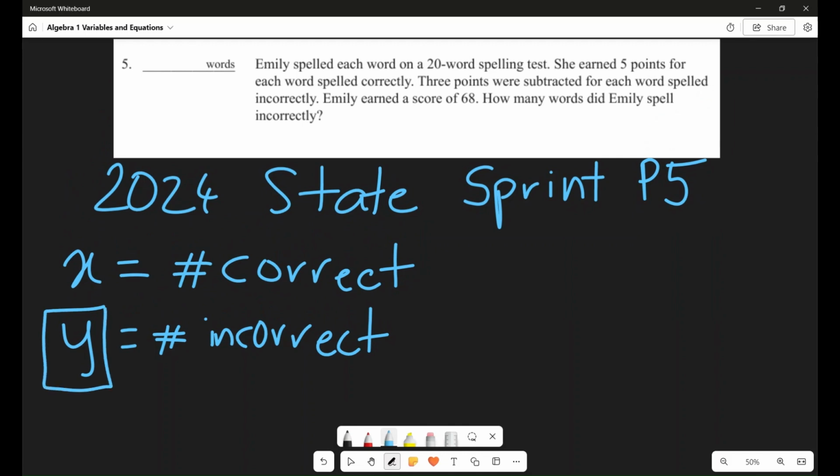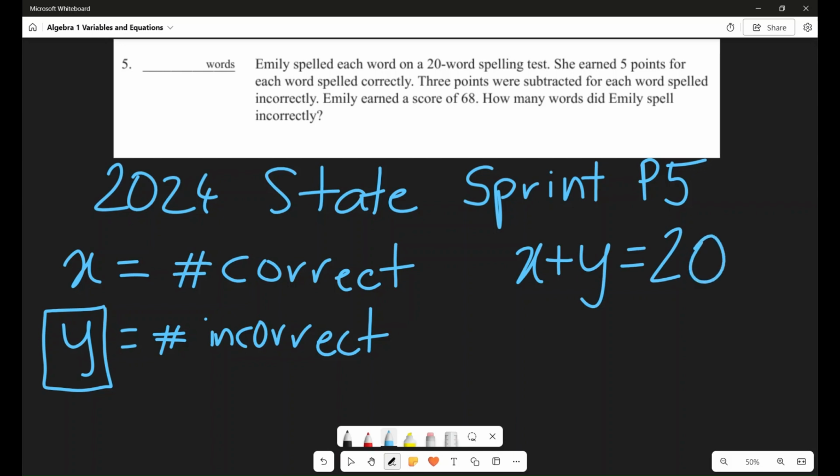Now let's try making some equations using x and y. So let's read the question one more time. So the first sentence says Emily spelled each word on a 20-word spelling test. She spelled every word, and there's 20 total words. So that means x plus y is equal to 20.